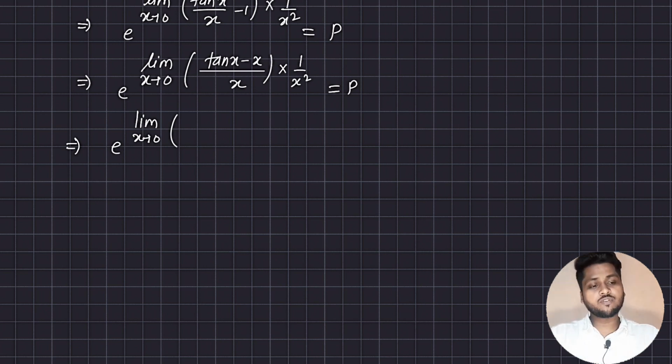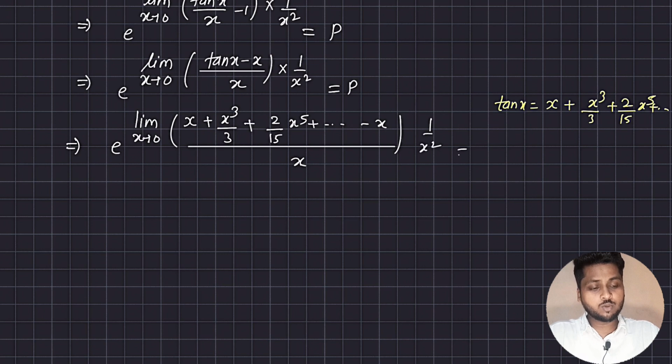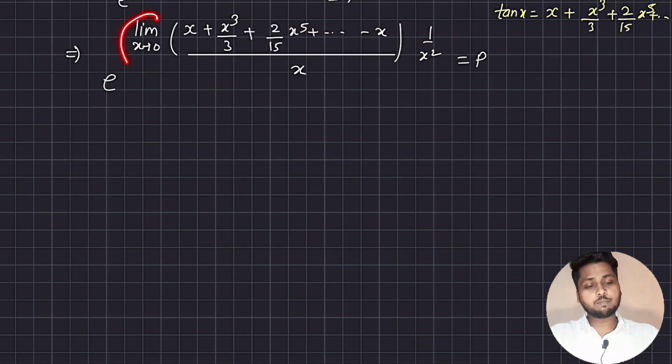Now students, I will use the expansion of tan x. What is the expansion of tan x? Tan x is basically x plus x cube upon 3 plus 2 upon 15 x raised to 5 plus dot dot dot. I will use only 2 to 3 terms, then we will get the idea of what will happen here. So e power limit x tending to 0 of (x plus x cube upon 3 plus 2 upon 15 x raised to 5 plus dot dot dot minus x) divided by x into 1 upon x square is equal to p. The e stays outside because the whole thing is in the power.